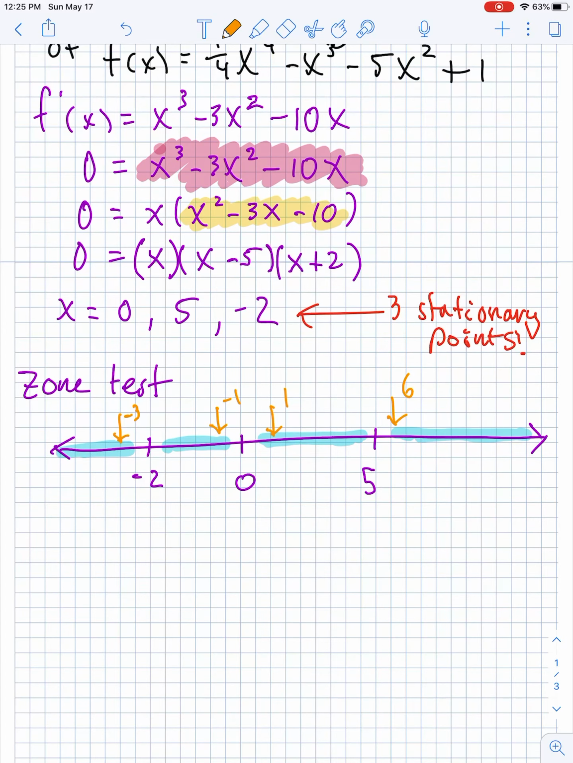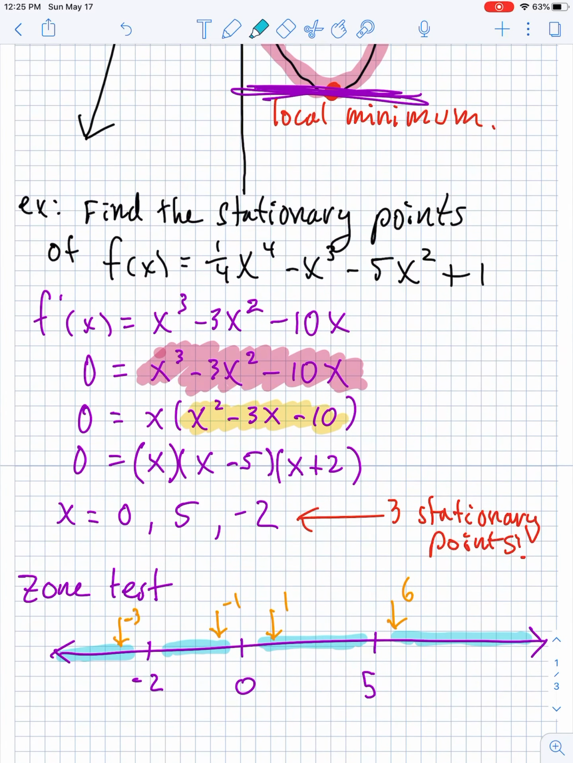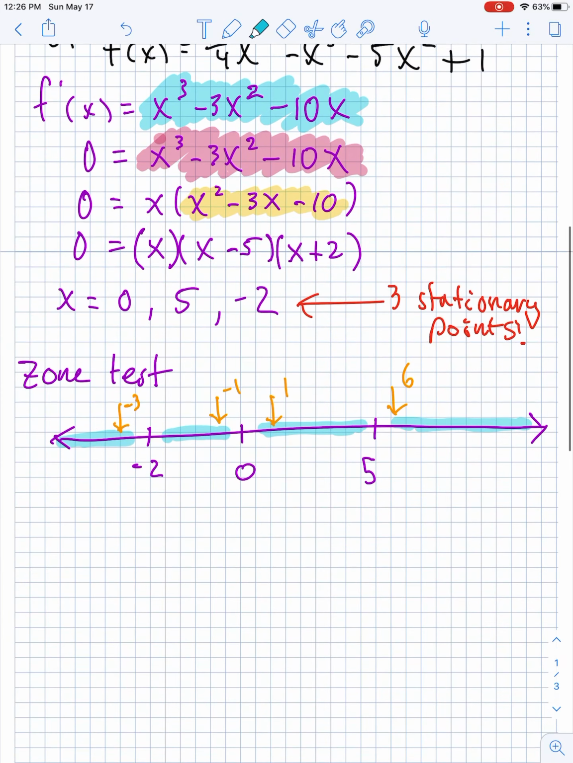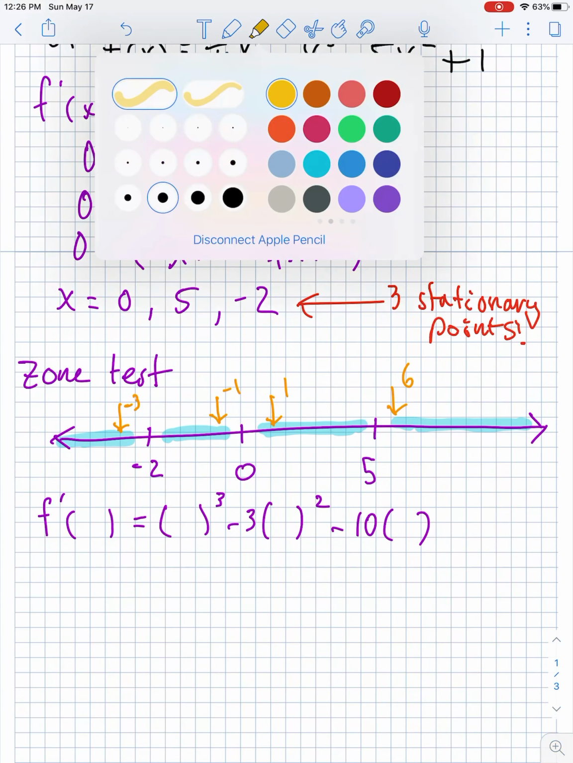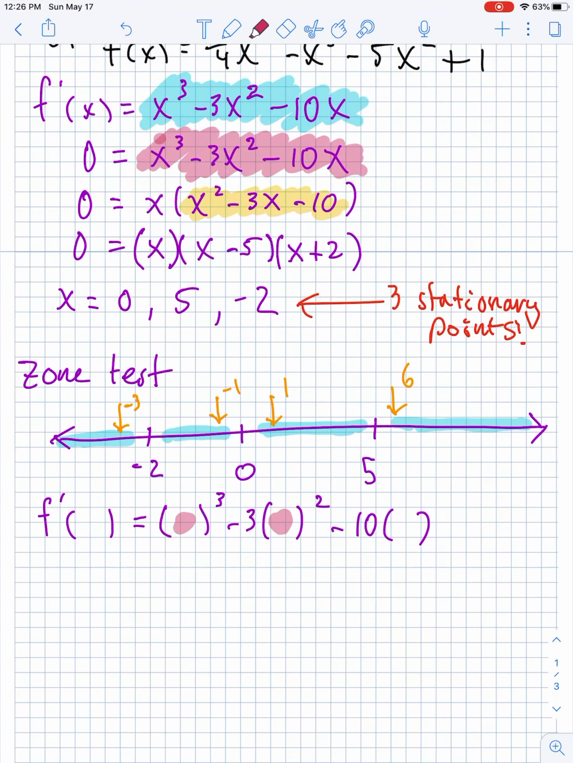So we need to plug those numbers into the slope machine, into the derivative. This guy up here is our slope machine, x cubed minus 3x squared minus 10x. So rather than write it with x's, I'm just going to write it with blanks. So f prime of blank is equal to blank cubed minus 3 times blank squared minus 10 times blank. So in those spots, here, here, and here, you're going to put in these numbers. Negative 3, negative 1, 1, and 6 need to go into those spots.